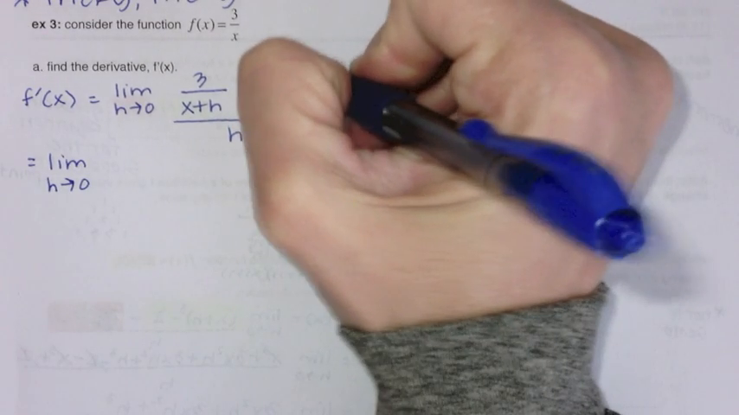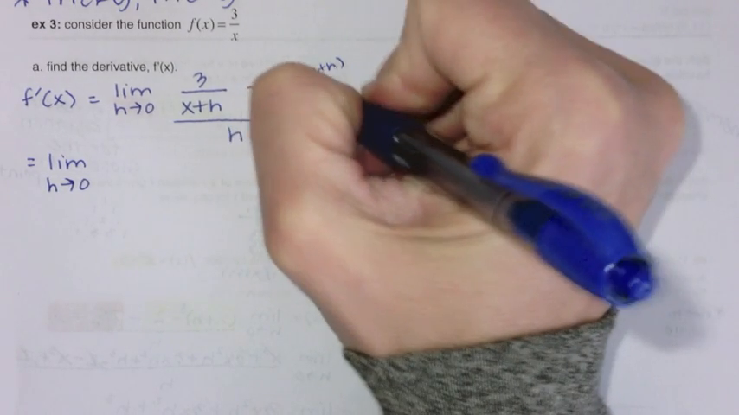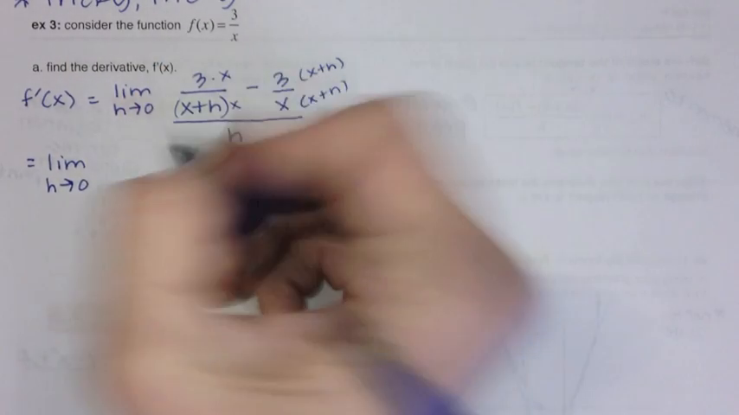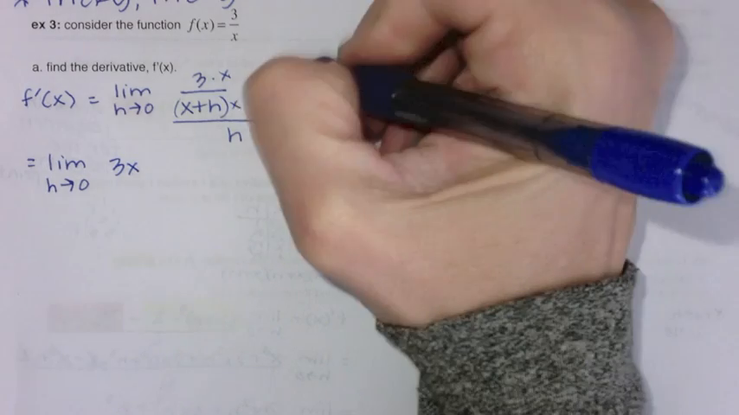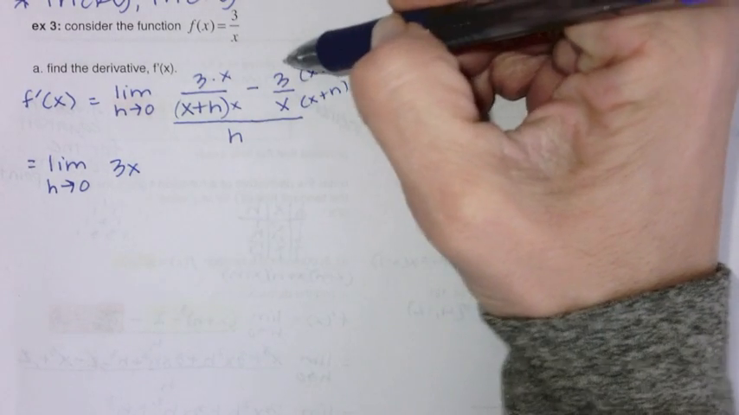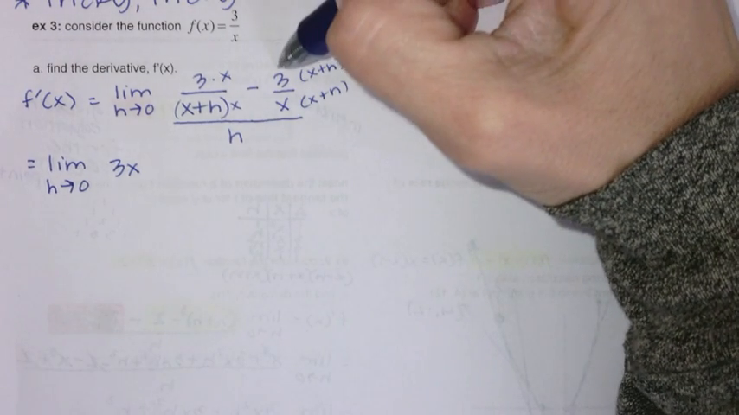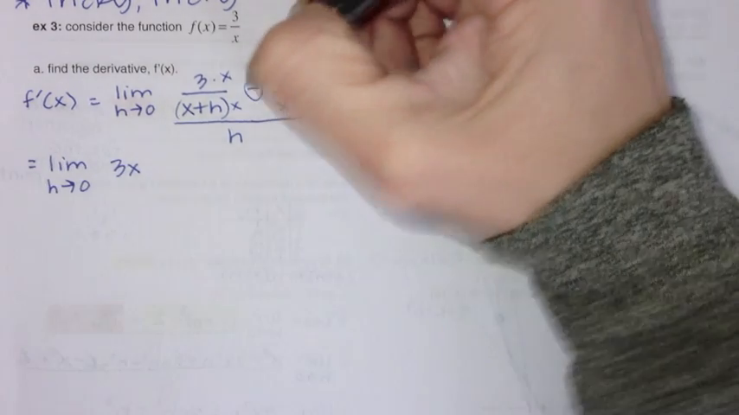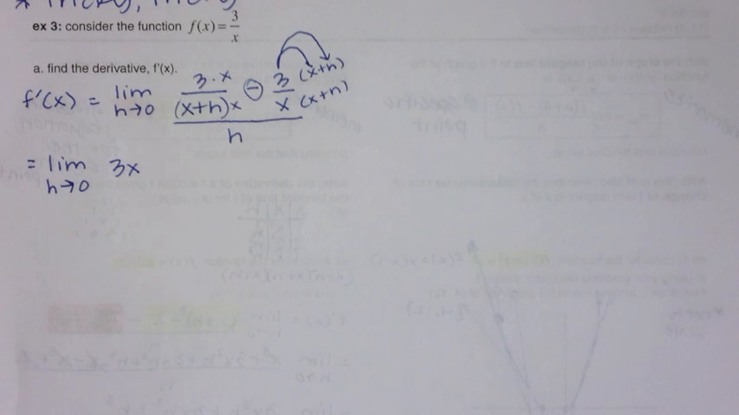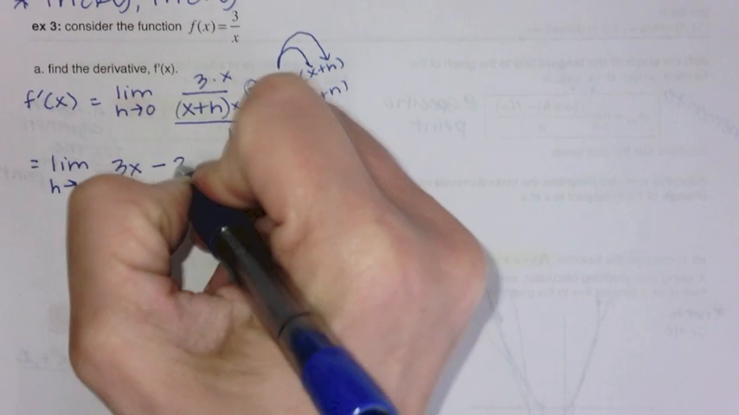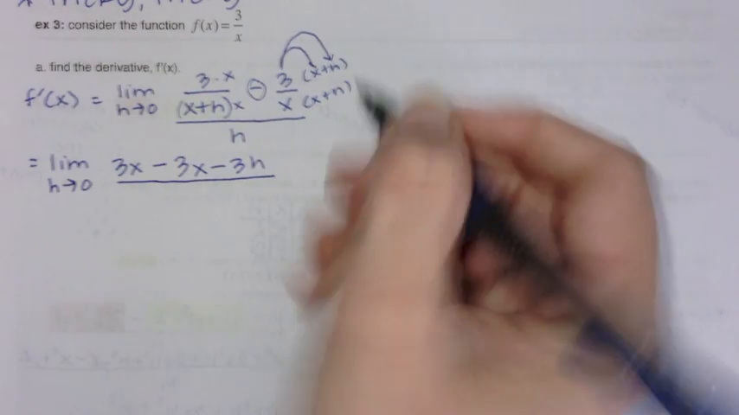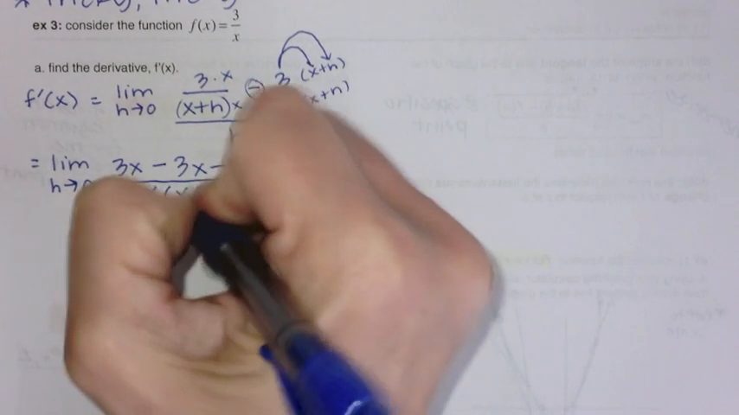So this needs an x plus h, and this needs an x plus h. This needs an x, this needs an x. So I get 3x, and you're going to be really careful here. You are going to go -3 times x and -3 times h, because that subtraction goes to everything to the right of it. So 3x minus 3x minus 3h, all over x times x plus h.